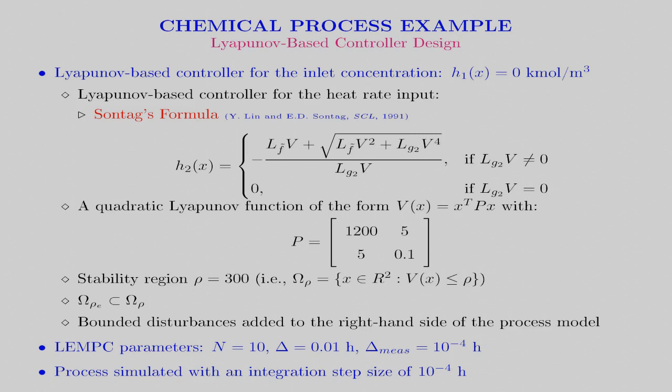The Lyapunov-based controller used to stabilize the process is designed with an inlet concentration input of 0 kmol per meter cubed. The heat rate input is designed using Sontag's formula. We have a quadratic Lyapunov function of the following form, and we have a stability region of rho equals 300, where omega rho E is a subset of omega rho. And then we have the LEMPC parameters of 10 sampling periods in a prediction horizon, a sampling period of 0.01 hour, and we assume measurements are available every 10 to the negative 4th hour.